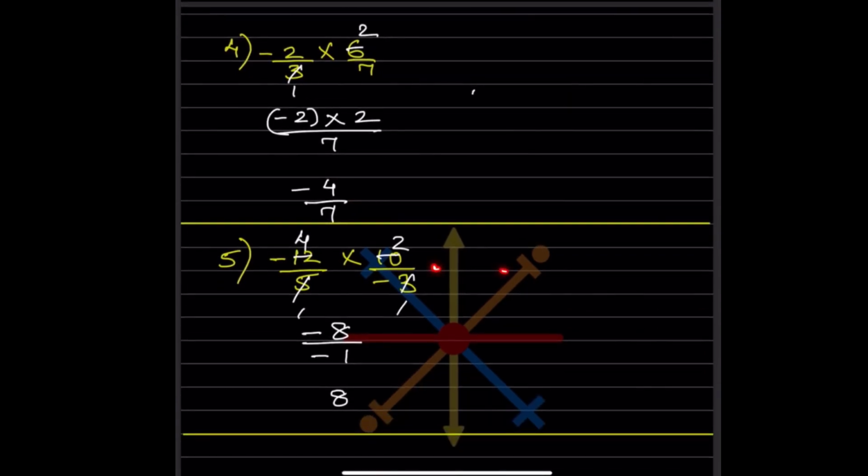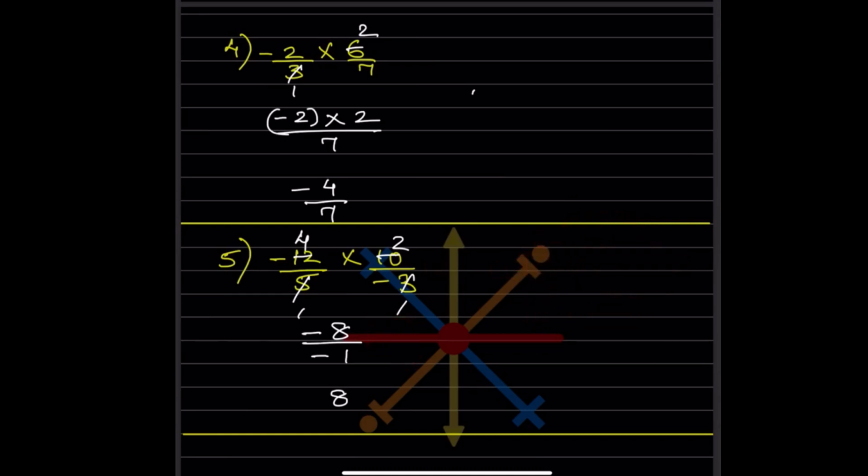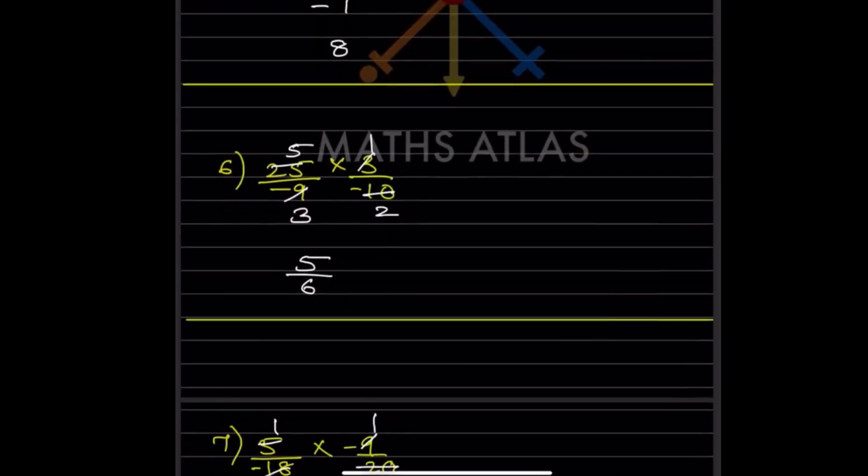Same here, this is the question: minus 12 by 15 into 10 by minus 3. So you can write it again and later on you can cut. That will be 3 ones are 3, 3 fours are 12, 5 ones are 5, 5 twos are 10, in both the numerator and the denominator. You can also write one step if you want, or we can also write it directly. So that will be minus 8 by minus 1. Both negative means that is going to be positive. So the answer is 8.